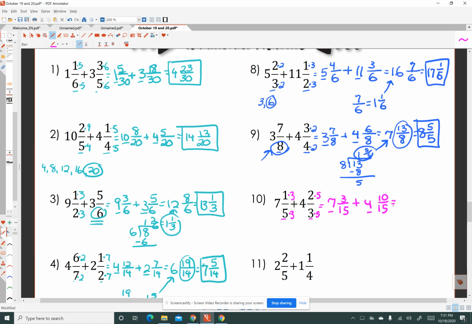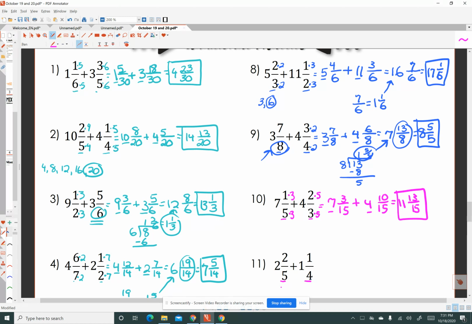We'll add the 7 and the 4 to get 11. Working in 15ths, 10 plus 3 is 13. 11 and 13/15 is fully simplified. That's our final answer.